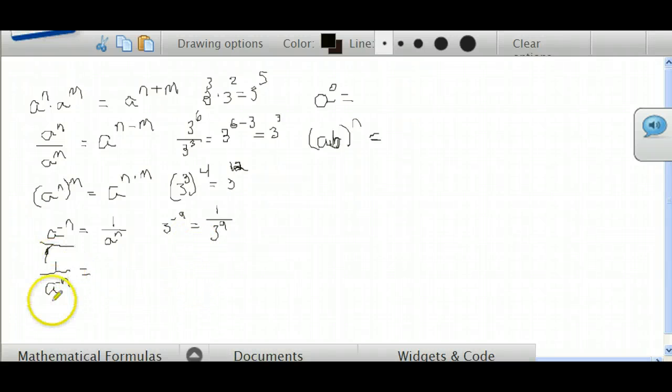Same thing for 1 over a to the minus n. In this one, the negative exponent is at the bottom, in the denominator. So that's fine. All you do is flip it to the top. You always flip it to the other side. So this is going to become a to the power of positive n. You can write it over 1, or you can just say a to the power of positive n if you want. An example is if you have 1 over 3 to the negative 9, then you bring that to the top and it becomes 3 to the power of 9 over 1.